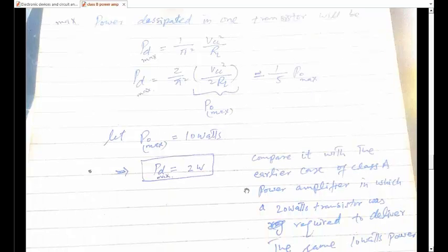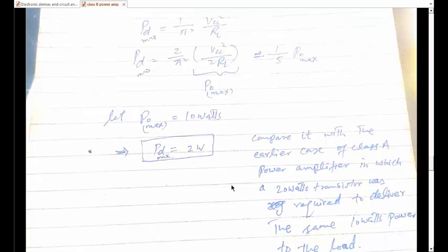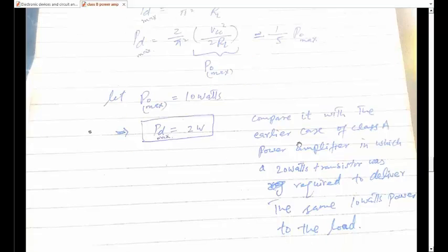So let the maximum output power be 10 watts. Then the maximum power dissipation is 10 watts, and the power dissipation in one transistor would be 10 by 5, which is 2 watts. Compare it with the earlier case of the class A power amplifier, in which a 20 watt transistor was required to deliver the same 10 watts to the load.